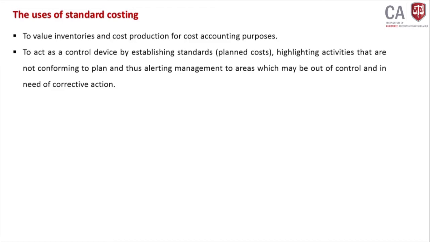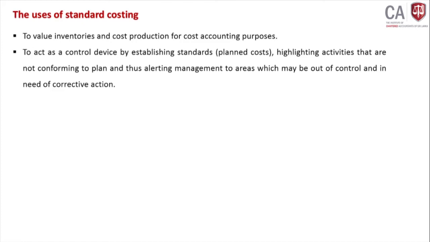Use of standard costing. Standard costing is used to value inventories and cost production for cost accounting purpose. To value inventory. When you value inventory, you use what? Standard cost of a product. Right? So this is the total cost of production. So then by using that, you value inventory. Sometimes based on marginal costing, you value inventory, and sometimes based on absorption costing. If it is marginal costing, you ignore the fixed cost element and take the variable cost component and do the valuation. If it is absorption costing, when you value inventory, you take the absorbed fixed cost portion of a product and do the valuation. So for inventory valuation purpose, you will use standard costing.